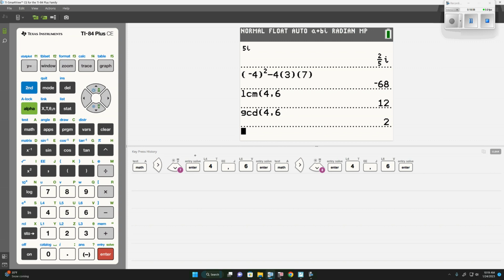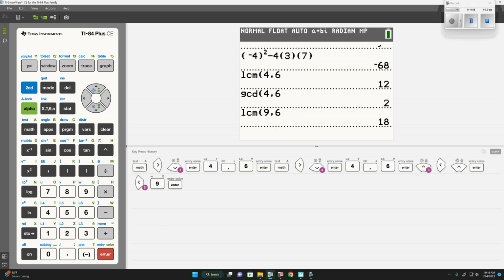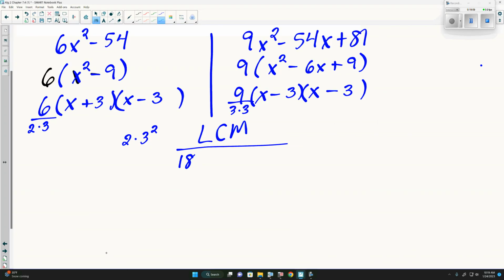So if we look over here, nine and 6 is... I could just go 6, 12, 18, 24, 30. Do 9, 18, up. Just do multiples of 6, multiples of 9, and see which is the first number that crosses or is the same. That's the one we take.